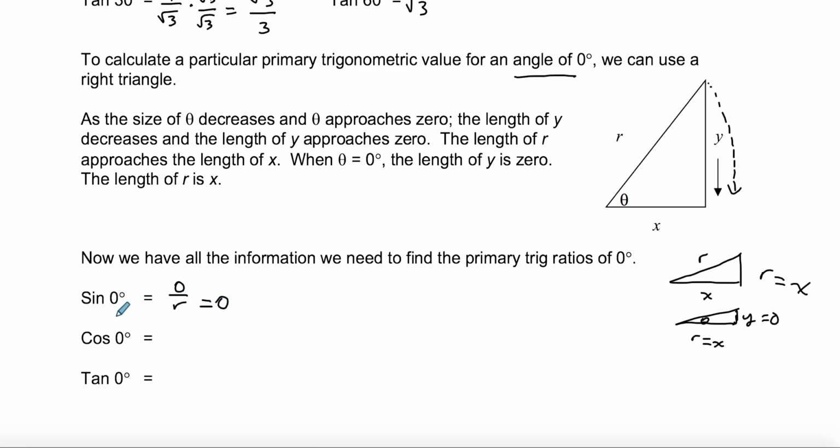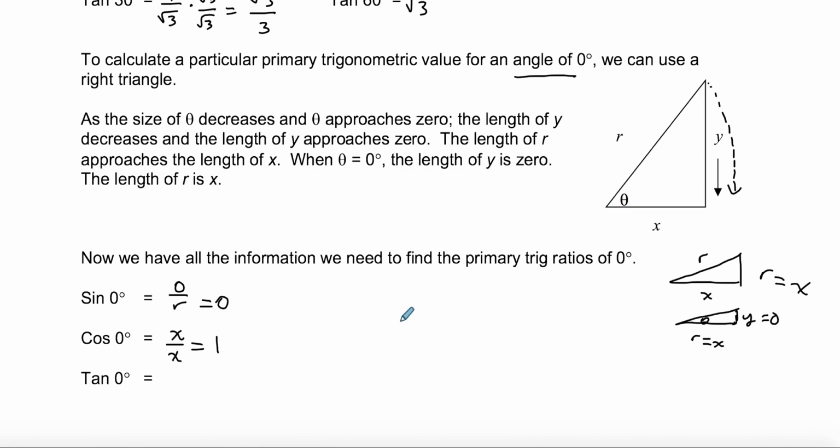And if you type sine 0 on your calculator, you're going to get 0 as an answer. Cosine of 0 is different. So cosine is adjacent over hypotenuse. Well, they equal each other. So we could write r over x or x over x because they actually are the same value, and we get 1. And if you type cos 0 on your calculator, you should get 1.